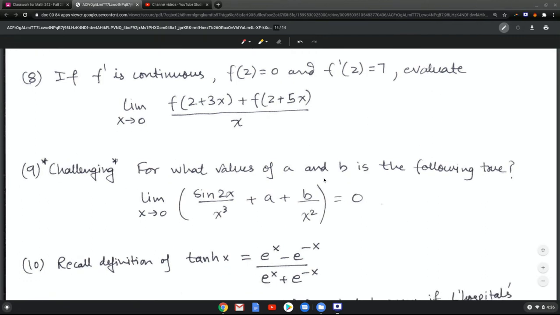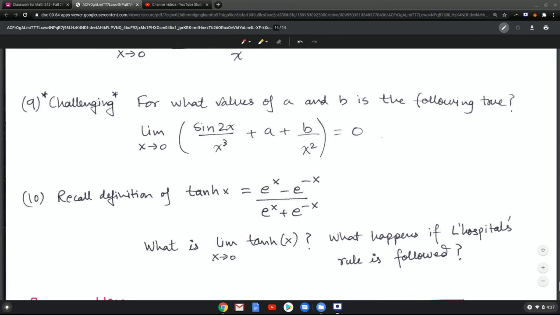Problem nine is challenging. It's giving you the limit and asking you to find a and b so that the statement is true. So in some form, it's like applying L'Hopital's rule in reverse. That's the only hint I can give.